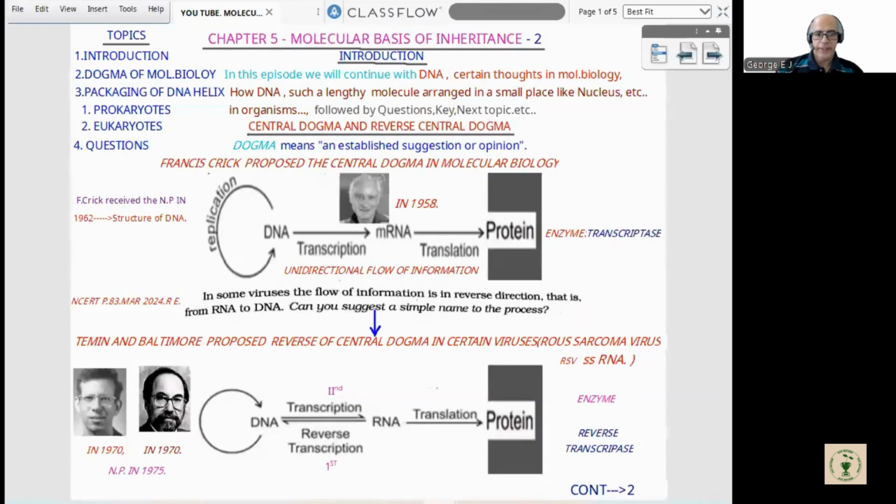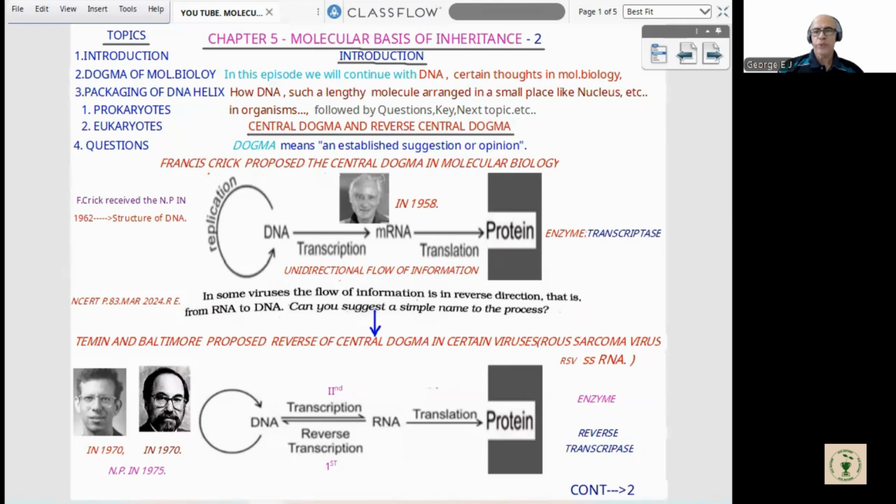In this episode, we'll be discussing molecular basis of inheritance, second part. So we can directly enter the topic. I will share the screen, so it will be easy for you. I think the screen came, so we can proceed. Chapter 5, molecular basis of inheritance, second one.